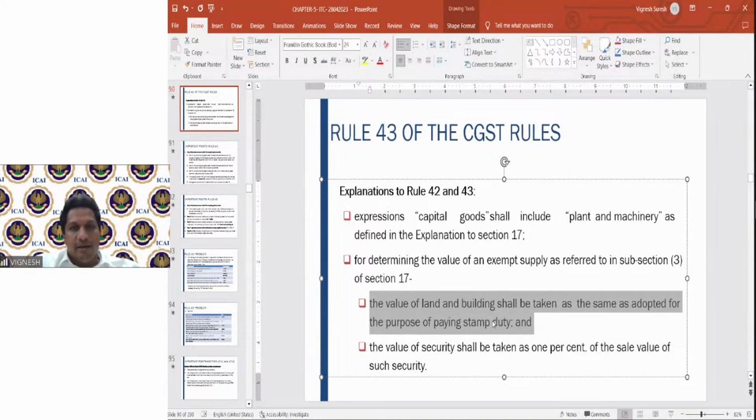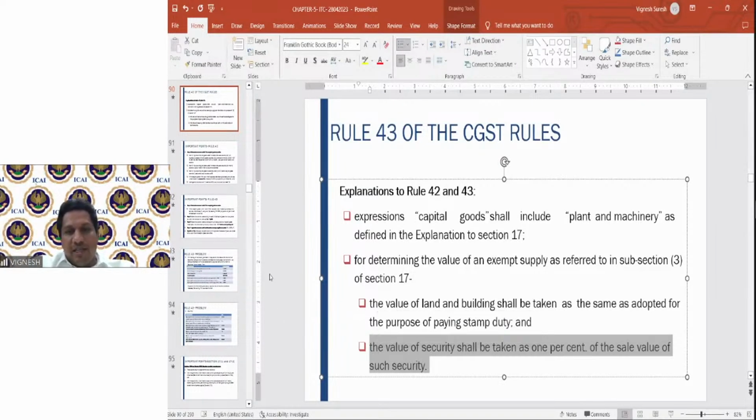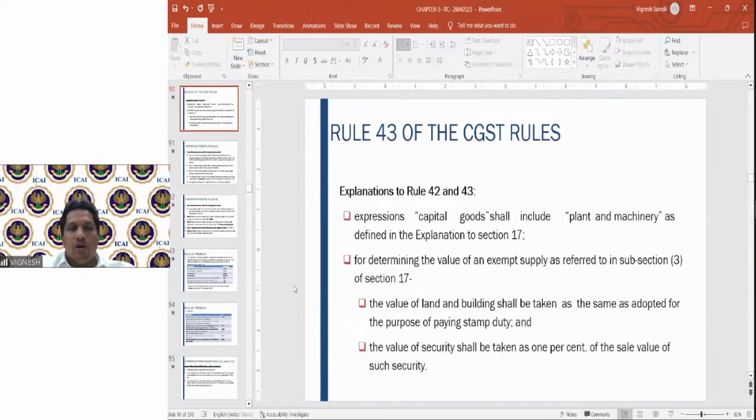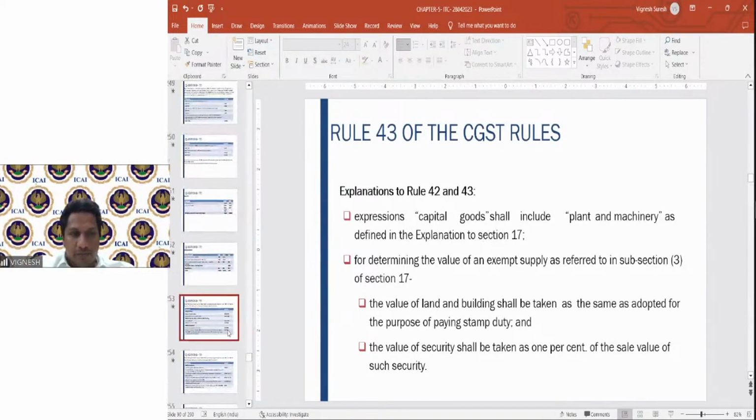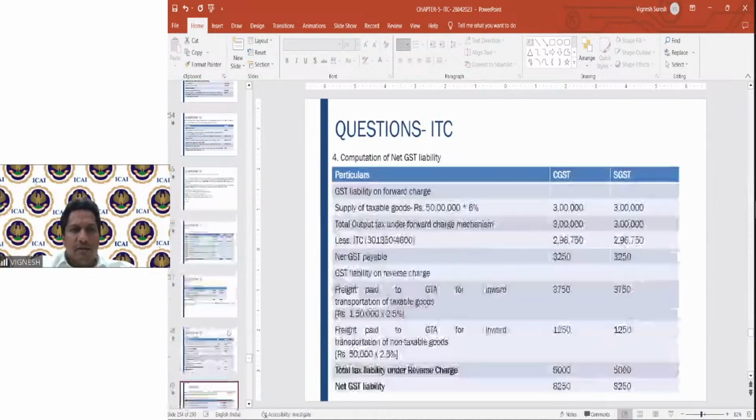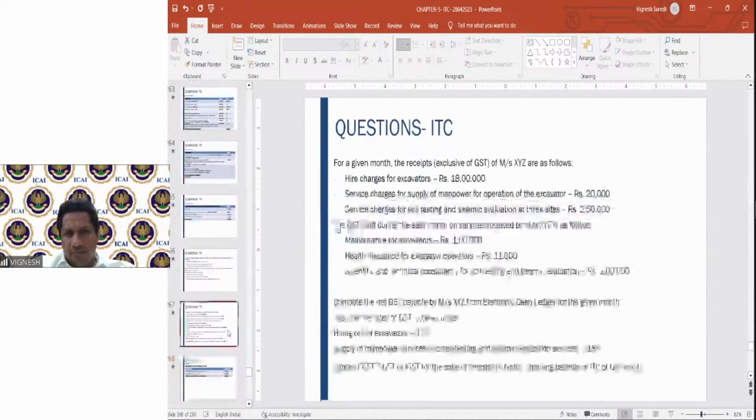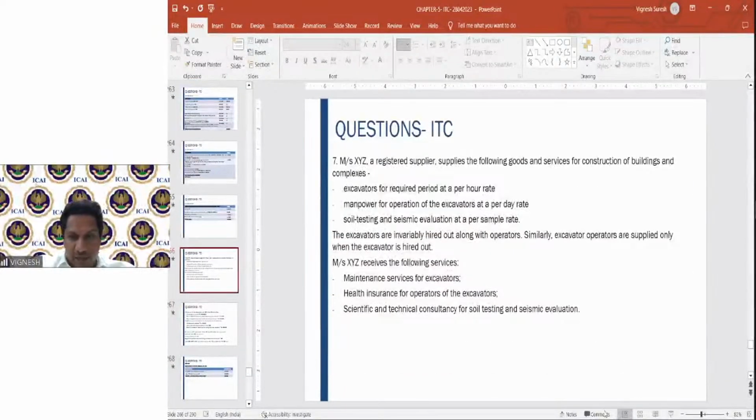I hope you got the concept now. Then value of security shall be taken as 1% of the sale of such security. So how much ever gross securities you have sold, on that 1% you will take in the nature of exempt sum. Okay, is that clear, Sriram? If it is clear, let me know. Otherwise, I'll explain again. Explanation to rule 43 was the concept which was covered in the problem.